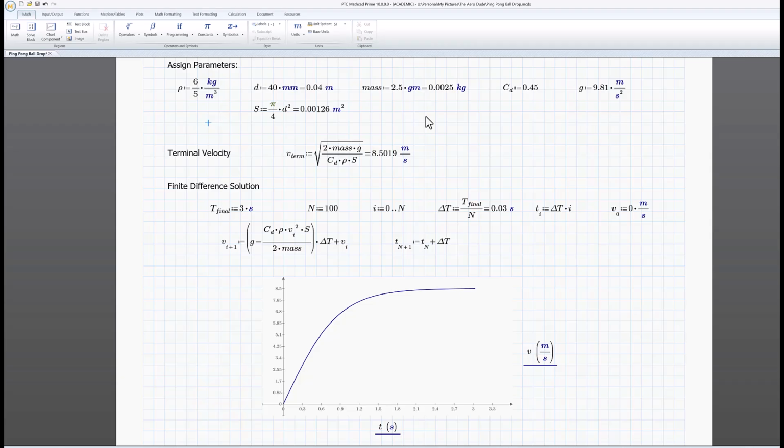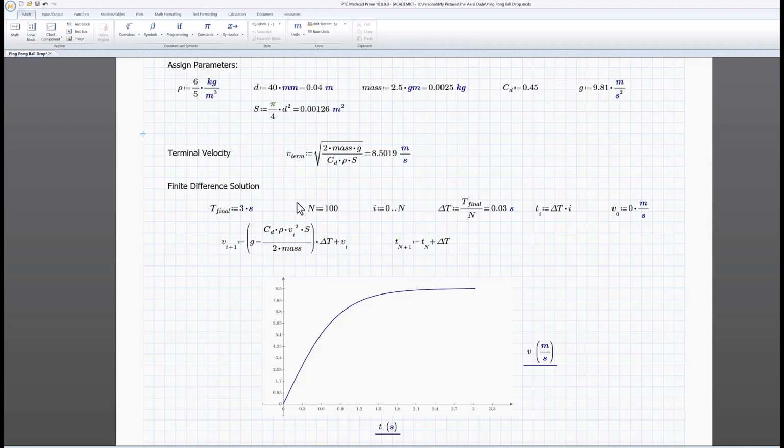Now I happen to know diameter rather than radius, so I just said pi over 4 d squared. That's the same as pi r squared. And there's our expression for terminal velocity. And you can see right there, I got 8.5 meters per second. That's not very fast. That's a very human-sized magnitude of velocity.